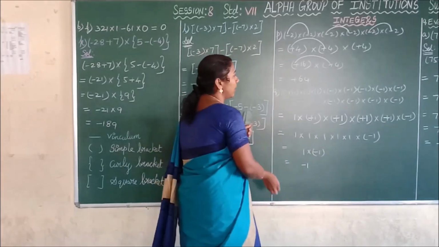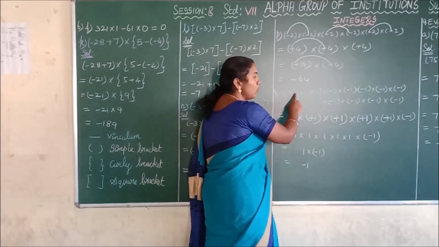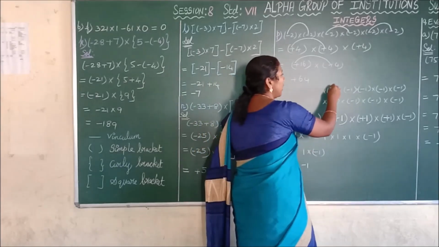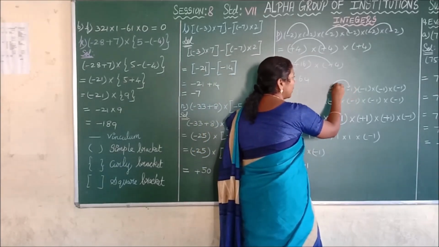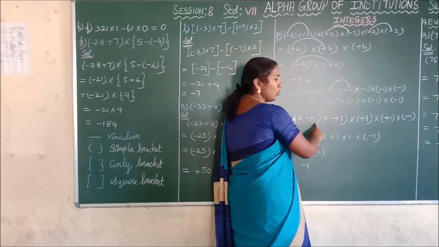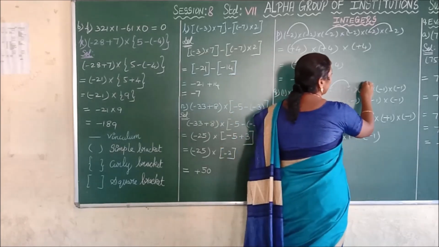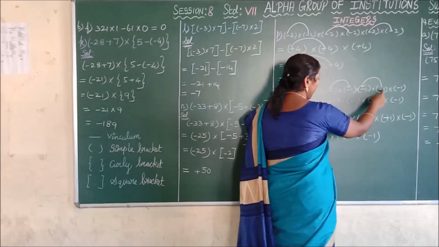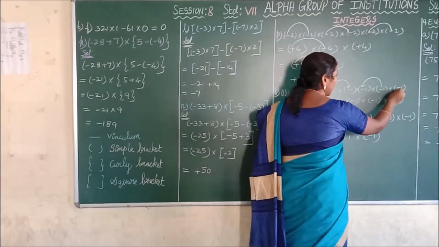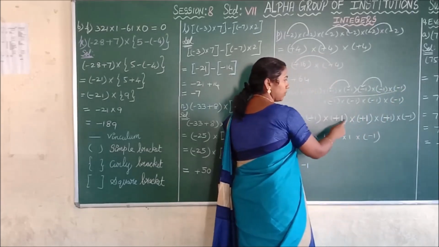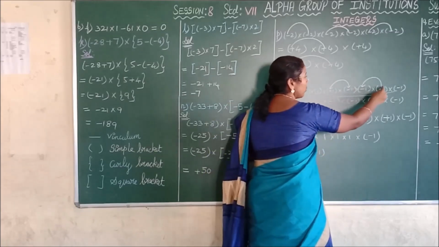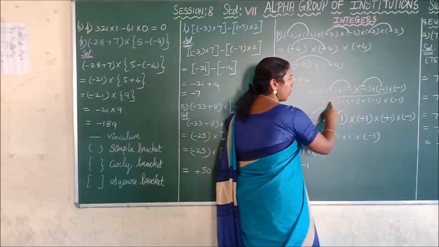First I am multiplying these four 1 into 1, 1 into 1, 1 into 1. Is it clear, children? Next I am multiplying the first two negatives, minus 1 into minus 1: minus into minus is plus, 1 into 1 is 1. Next I am multiplying the next minus 1 into minus 1: minus into minus is plus, 1 into 1 is 1. Next minus 1 with minus 1: minus into minus is plus, 1 into 1 is 1. That is minus 1 into minus 1 gives plus 1 here.